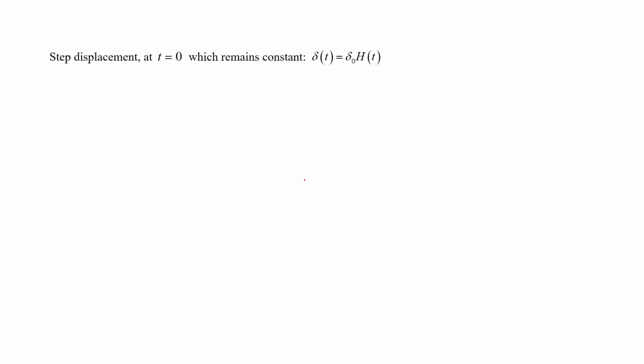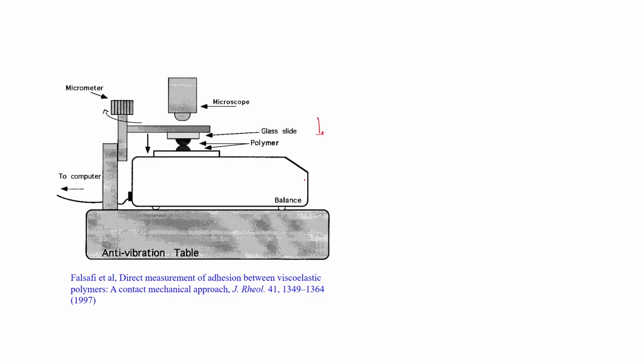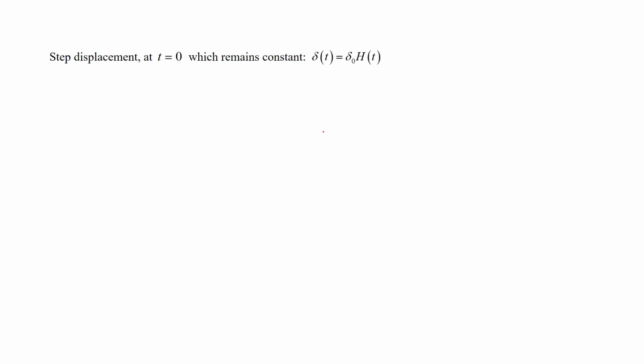So, let us say there is a step displacement that is done at time t equal to 0. What it means is that at time t equal to 0, one brings this top hemisphere and applies some displacement. So, this is in essence a displacement control experiment in which the load is measured. You give some amount of displacement and then the load is measured. This displacement remains constant. So, delta 0 remains constant.